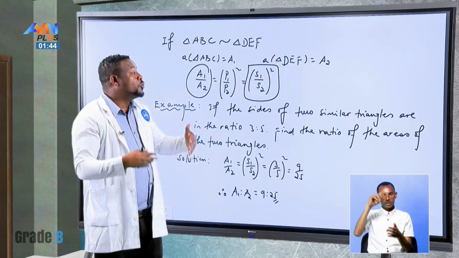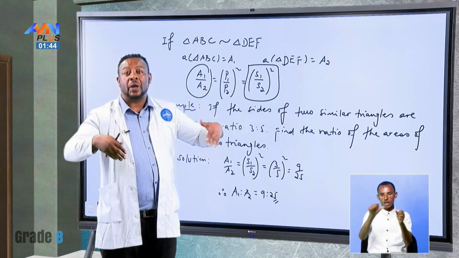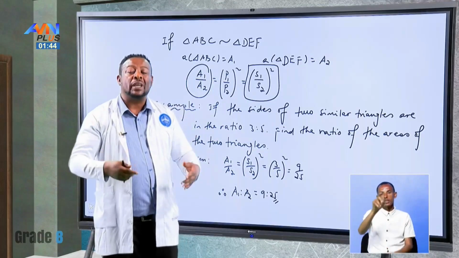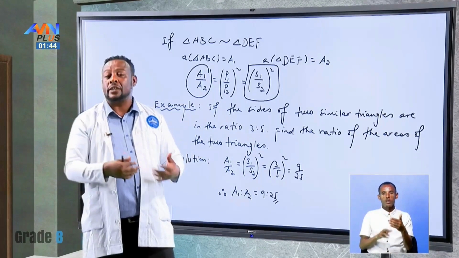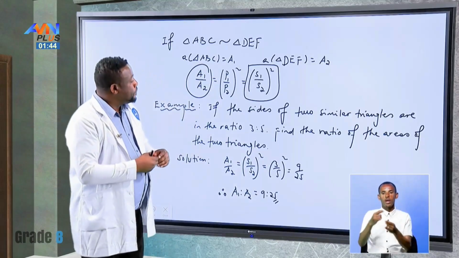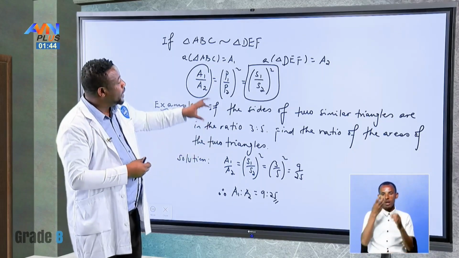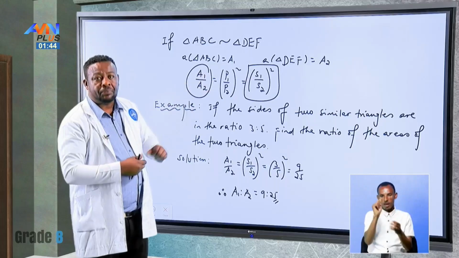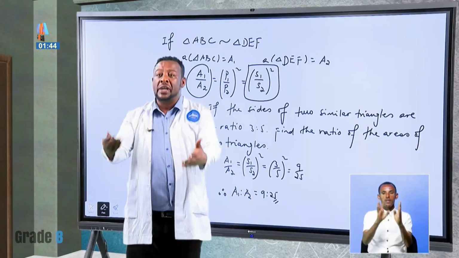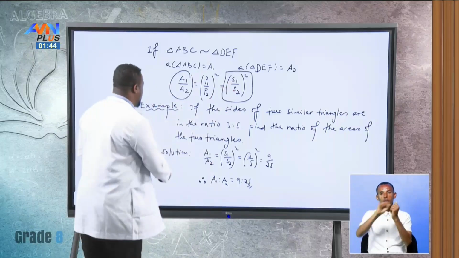Sometimes the ratio of the areas of two triangles may be given, and you may be asked to calculate the ratio of the corresponding sides of the two triangles, right? This way, we can answer anything. Okay, let's see one more example regarding this issue.